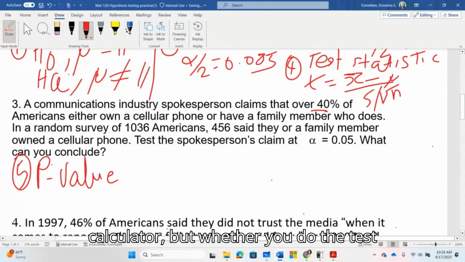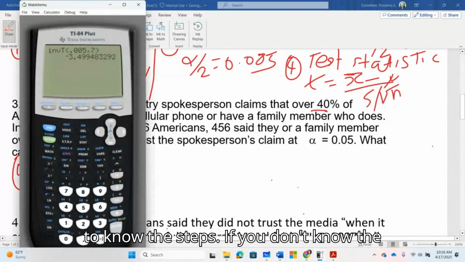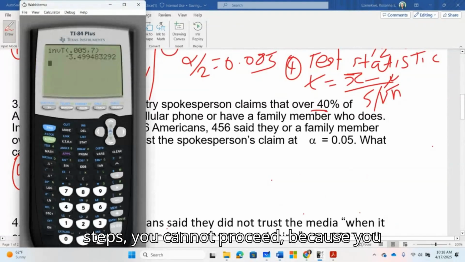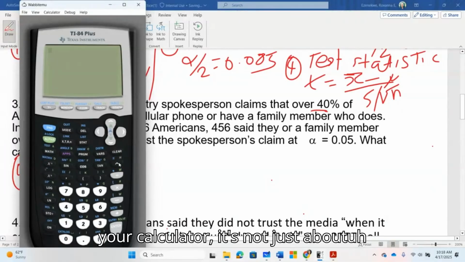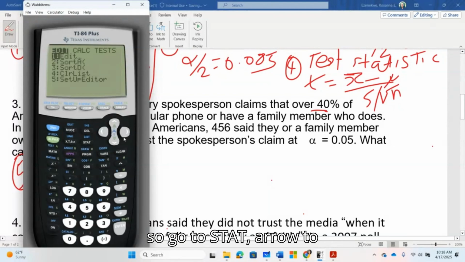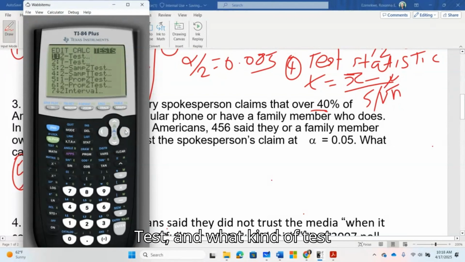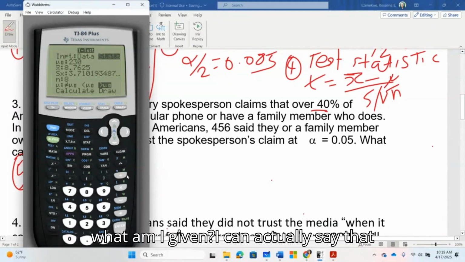But whether you do the test in your calculator or not, you still have to know the steps. If you don't know the steps, you cannot proceed, because you have to know what to feed your calculator. It's not just about doing the test in your calculator. Okay, so go to Stat, arrow to Test. And what kind of test am I doing? I'm doing a two-tailed t-test.